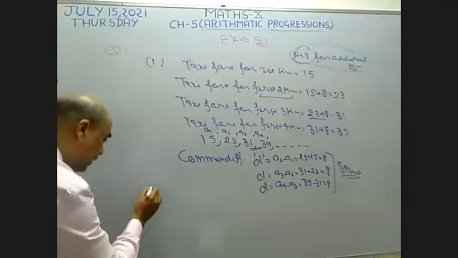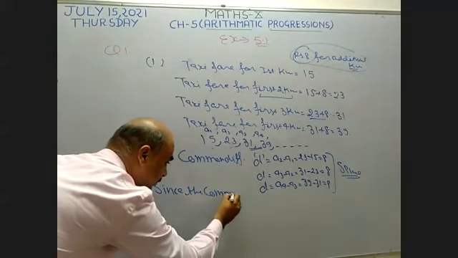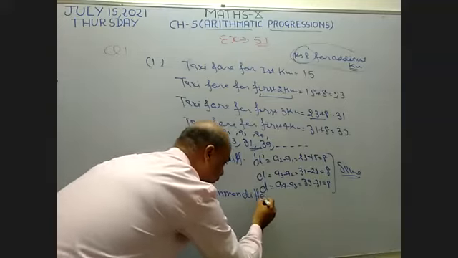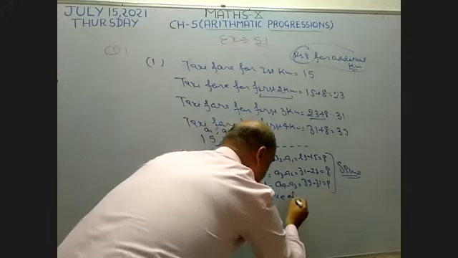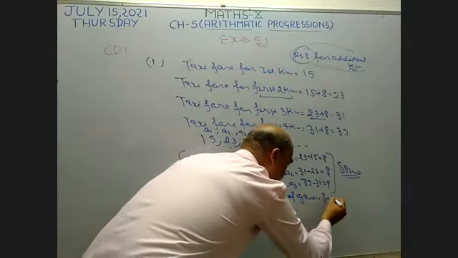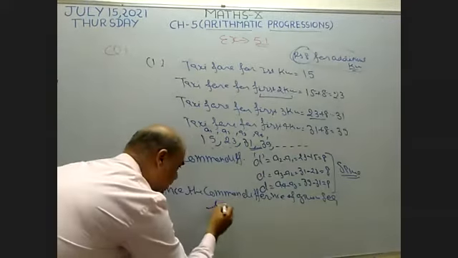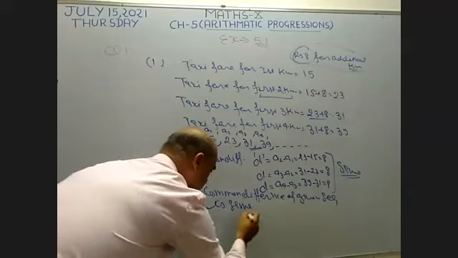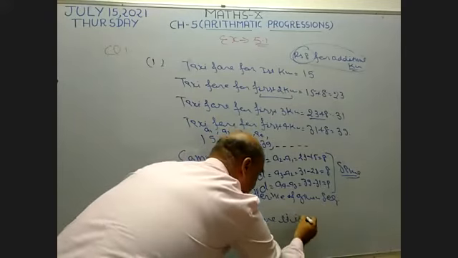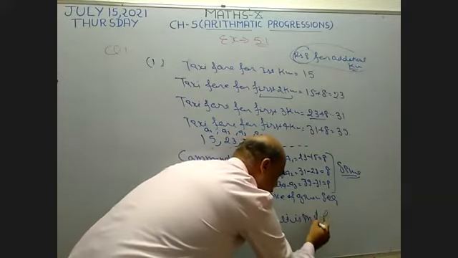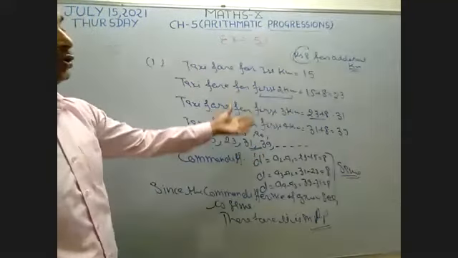So you have to write here: since the common difference of the given sequence is the same, therefore it is an AP. So this represents an arithmetic progression. This is the answer of the first part. I hope it is clear to all.